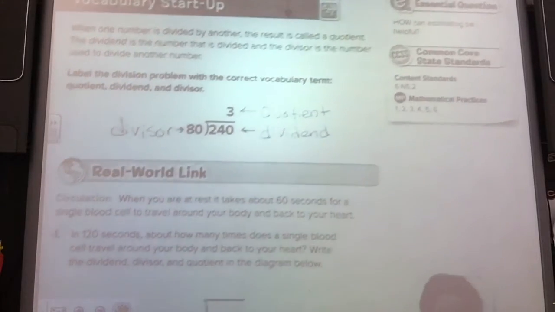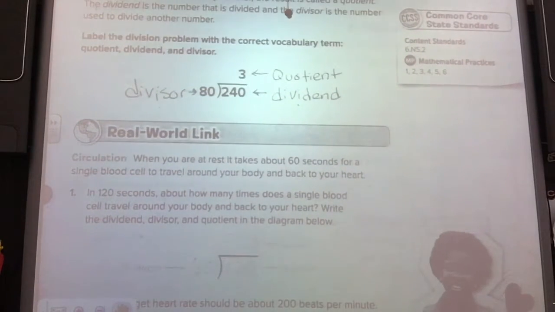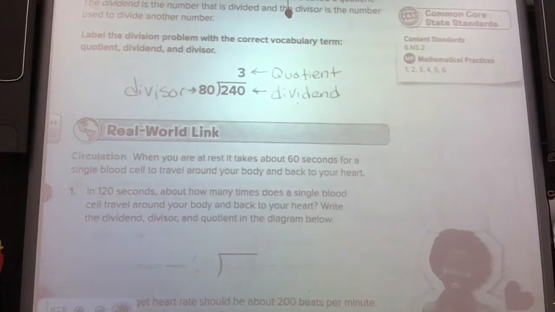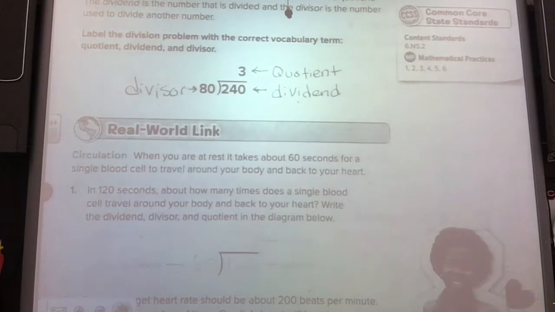Let's look at our real world link. When we look at blood circulation, it takes 60 seconds for a single blood cell to travel around your body and back to your heart. 60 seconds is how many minutes? Right, 1. So every minute your blood cell travels completely around your body. That's pretty amazing considering how many blood vessels we have.